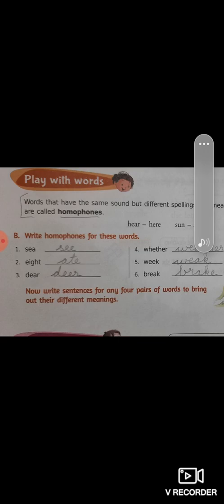Our second term portions I have completed. We are going to do the revision for your second term.